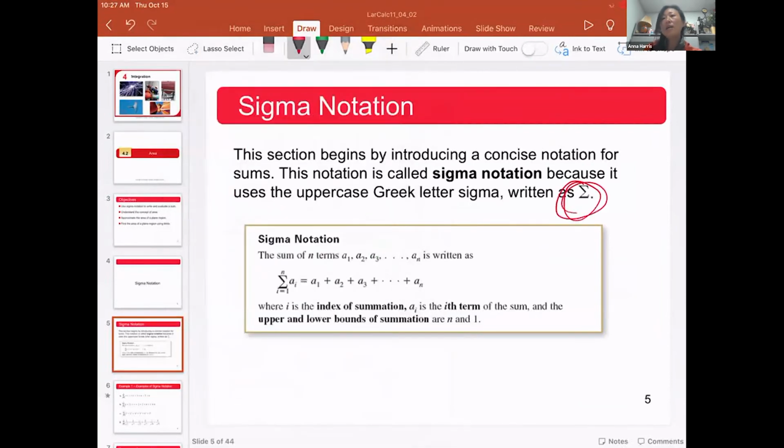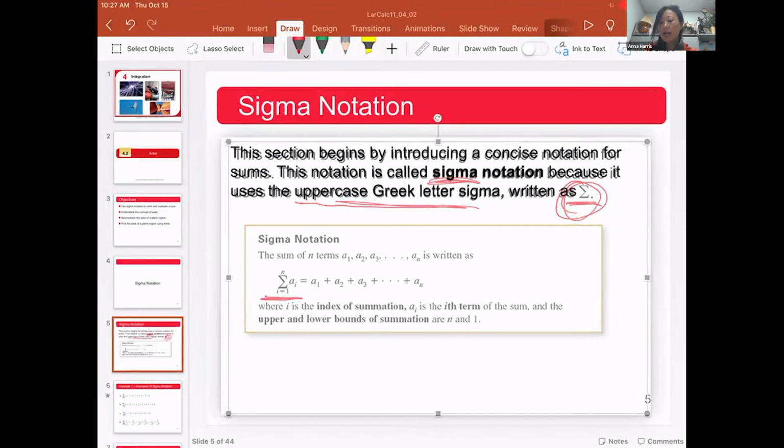Whenever you see a sigma like that, this is called sigma. This sigma means it's addition. It's an uppercase Greek letter sigma, which you write down like that. That means it's addition, a sum of n terms A1, A2, A3, A4, all that. You can write it down like this.